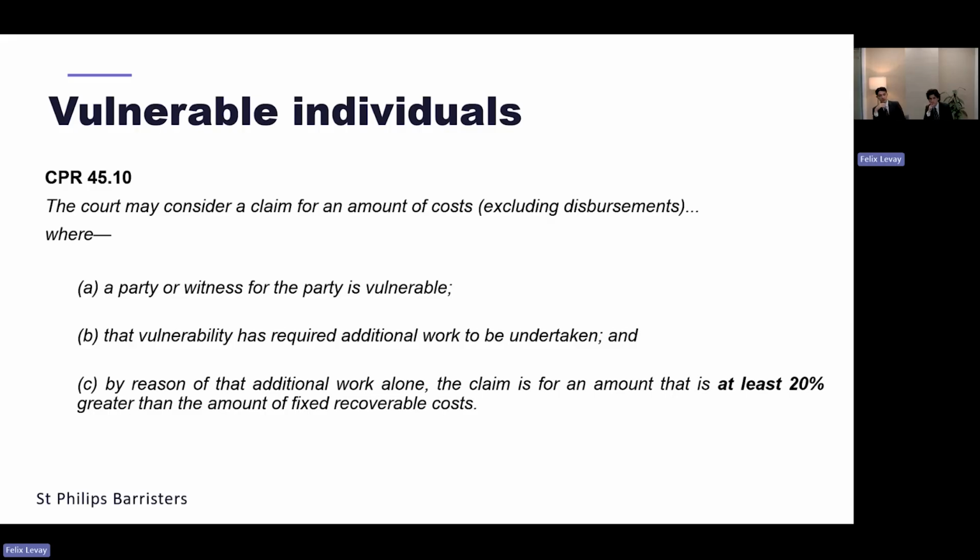Not much to say about vulnerable individuals. It's something that of course has been taken into account. Costs need to be at least 20% greater than the ordinary amount of fixed recoverable costs as a result of the vulnerability. Something that's worth considering, but worth considering carefully because of that limit.